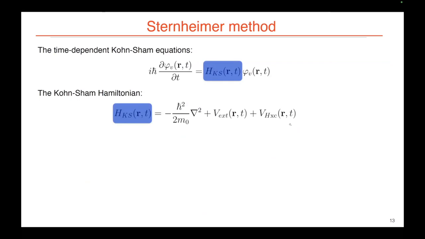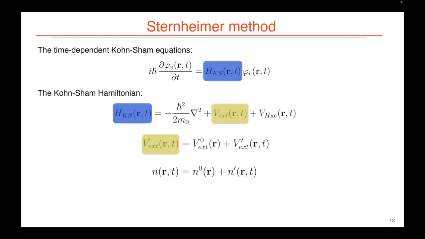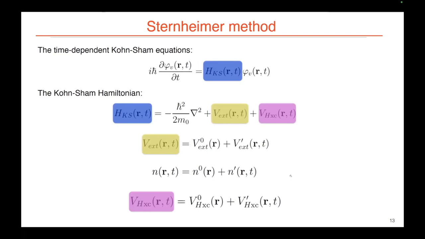The external potential, as we already discussed earlier, can be written in this form: the static potential plus an infinitesimal time-dependent potential, V prime. We also discussed that we can represent the charge density in a similar way, where we have n0, the time-independent quantity, plus the response density that depends on time. And similarly, we can represent the Hartree and exchange correlation potential in the same form, as the time-independent component plus the linear response of the Hartree exchange correlation potential.